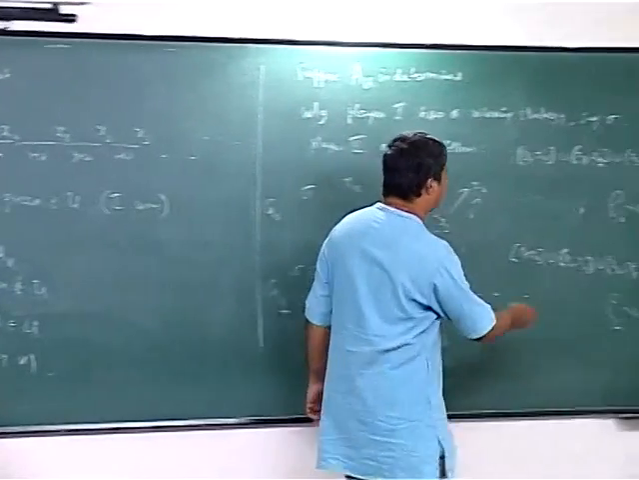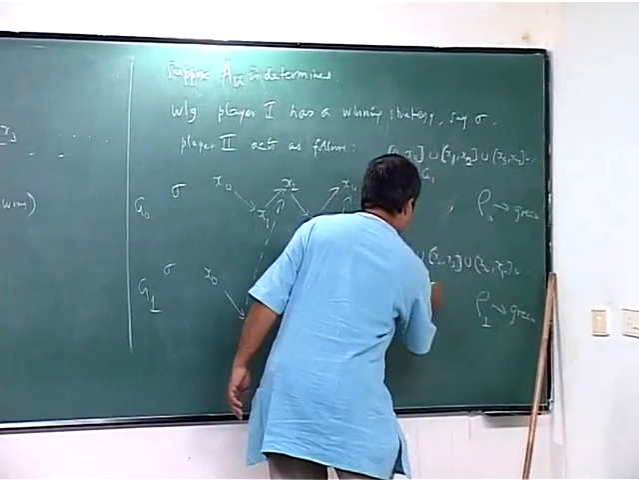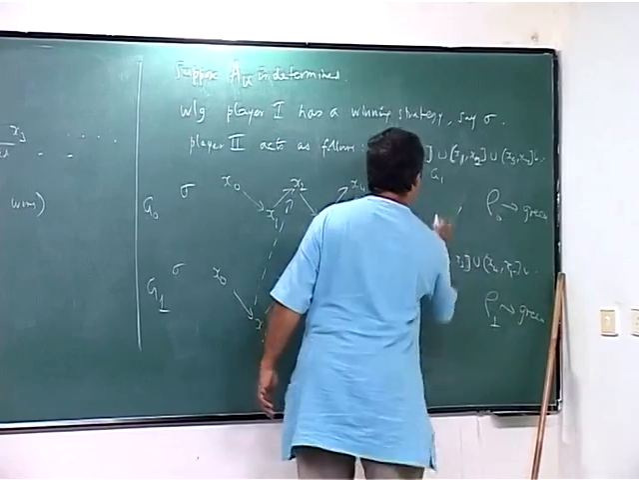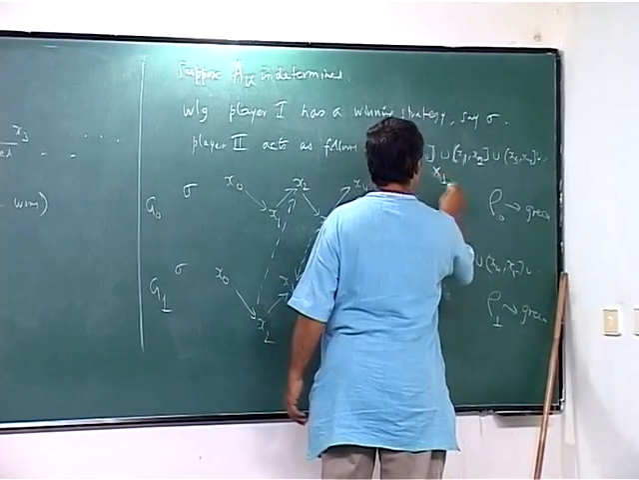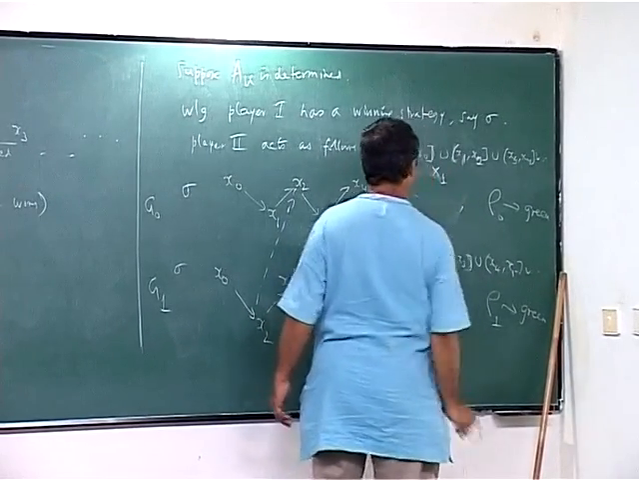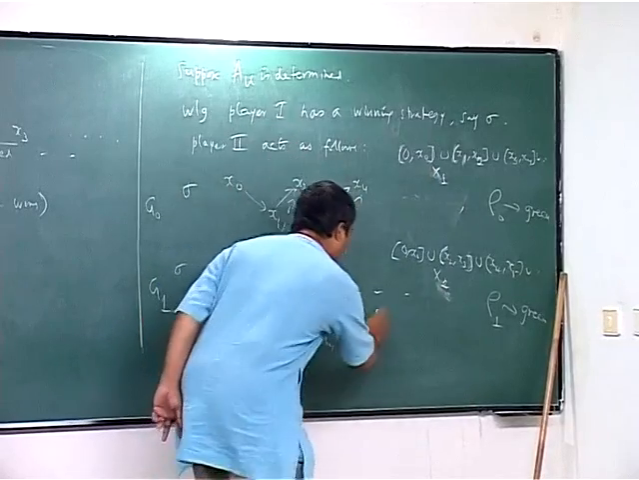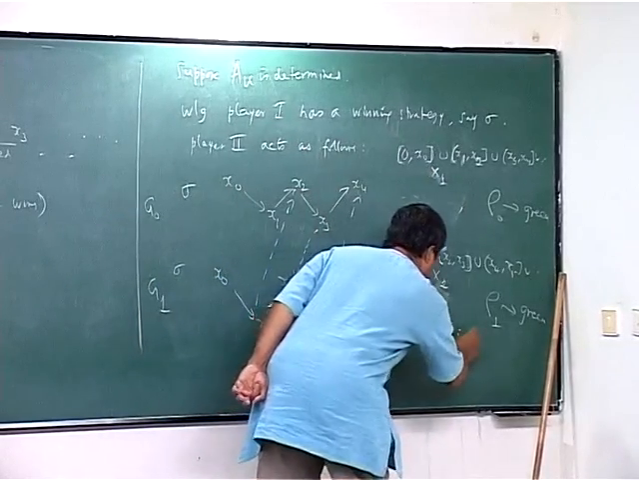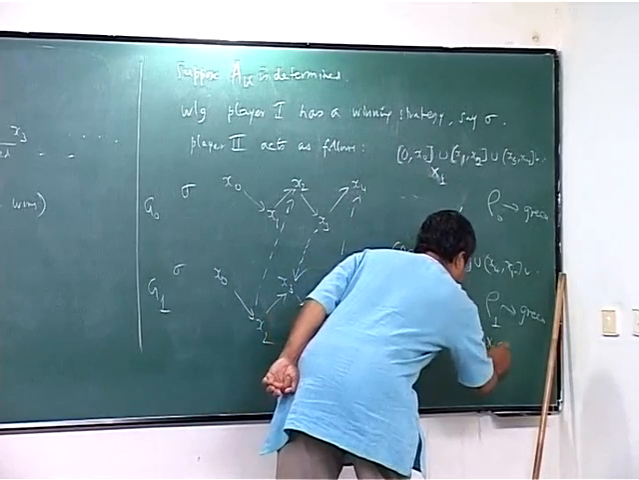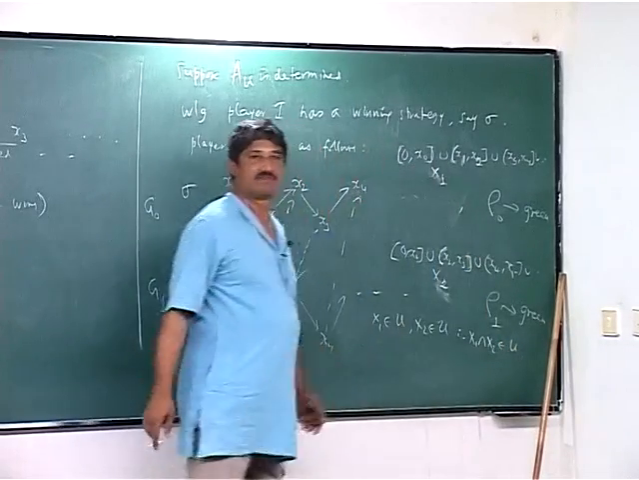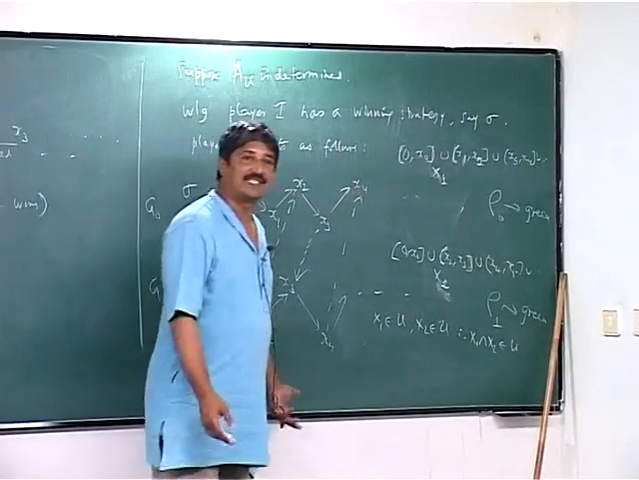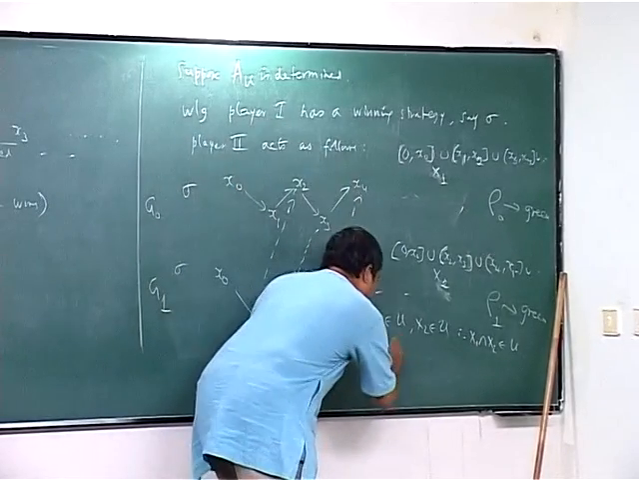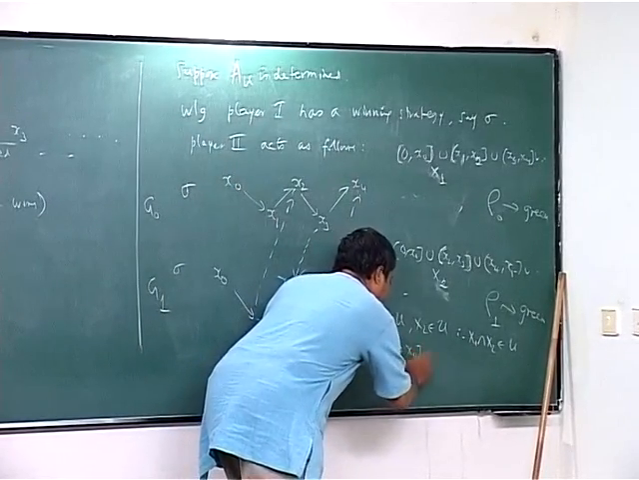Let me call these sets X1, X2. So X1 is in U, X2 is in U, therefore X1 intersection X2 is in U. Yeah? What is the intersection? That means that the finite interval [0, X0) belongs to U.